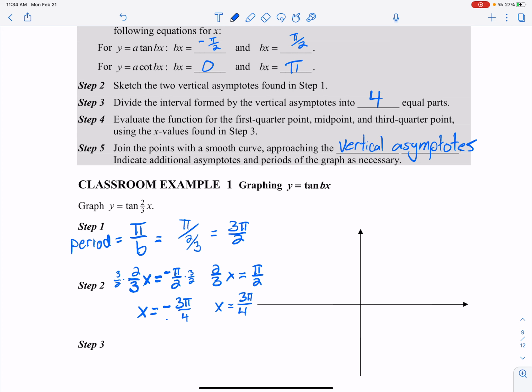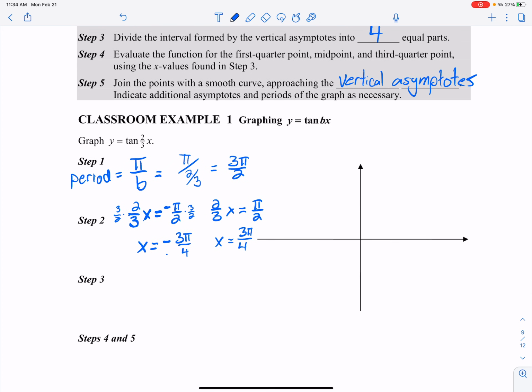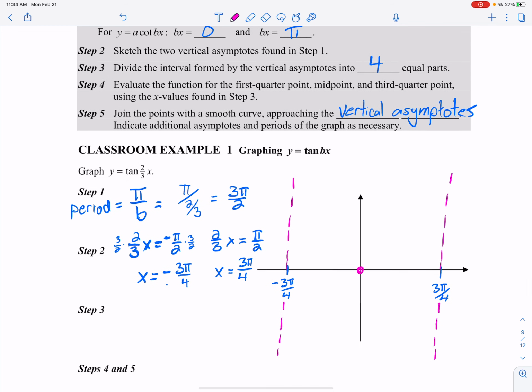The whole point of this is this finds my interval on the graph. So I'm going to do over here, negative 3 pi over 4, and then over here, 3 pi over 4. These are my asymptotes. All right, I split it right down the middle because I know that tangent is defined right in the middle. At 0, it's that piece of spaghetti, right through the middle.